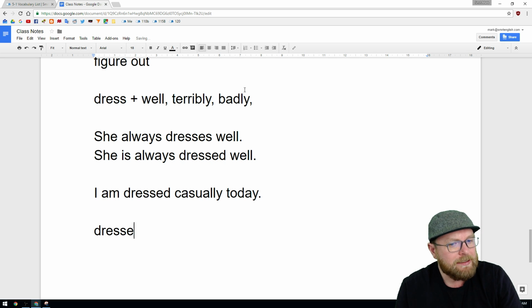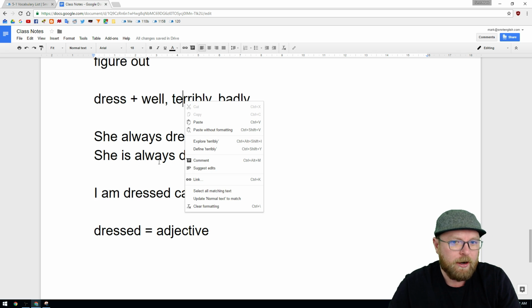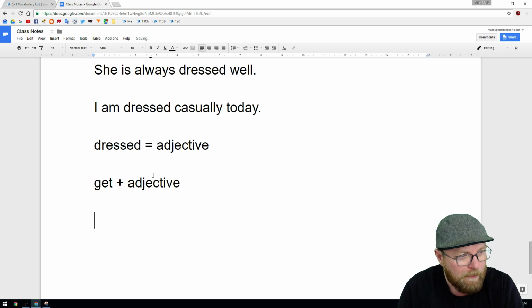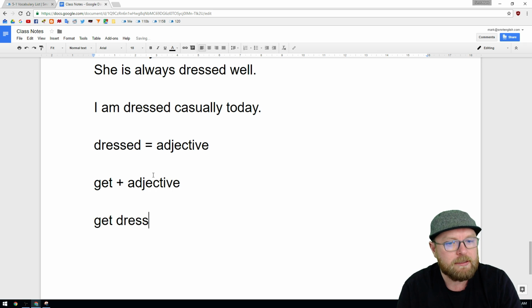Now, dressed is an adjective, and it's very popular. You guys know I've talked about this a lot. It's very popular to say get plus an adjective. So it's very popular to say get dressed. Now, get dressed is really important English. You take a shower in the morning. Are you wearing clothes after your shower?